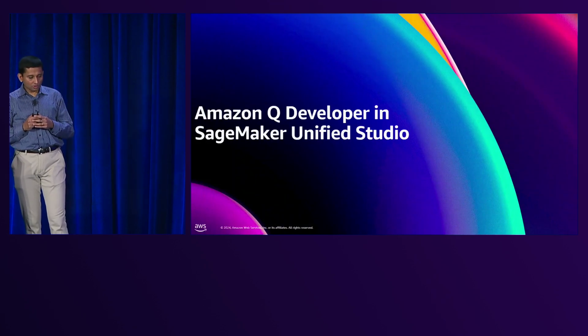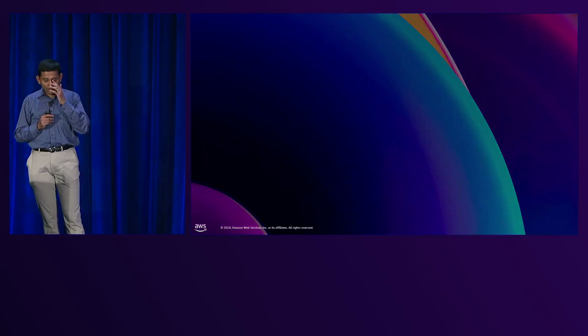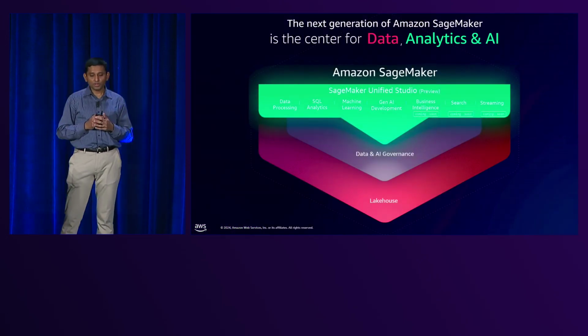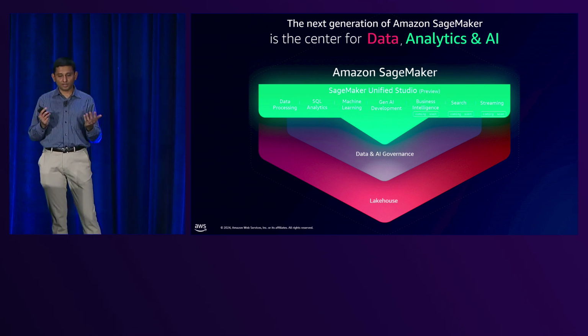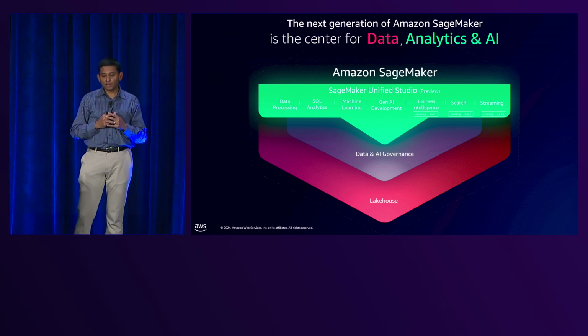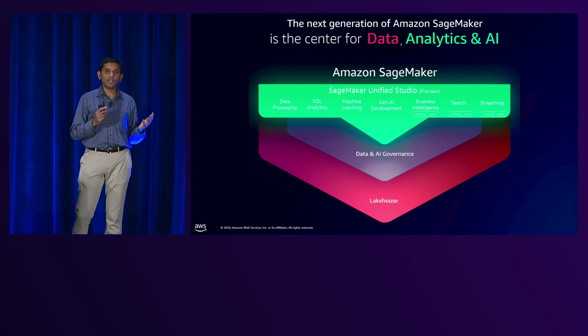So let's now talk about Q Developer in SageMaker Unified Studio. And we'll begin with the next generation of Amazon SageMaker that we announced yesterday. The next generation of Amazon SageMaker is a unified data and AI platform to accelerate analytics and AI initiatives. Amazon SageMaker provides the best place to run analytics and AI with access to all your data and tools.